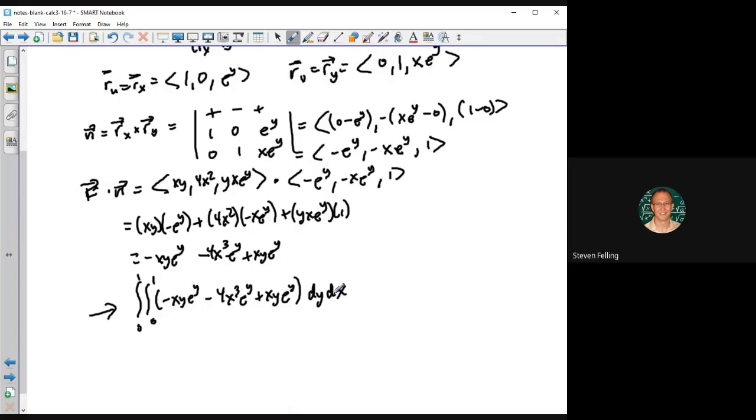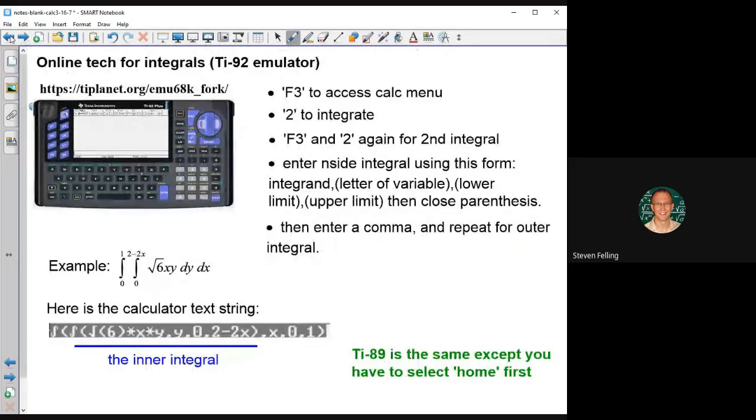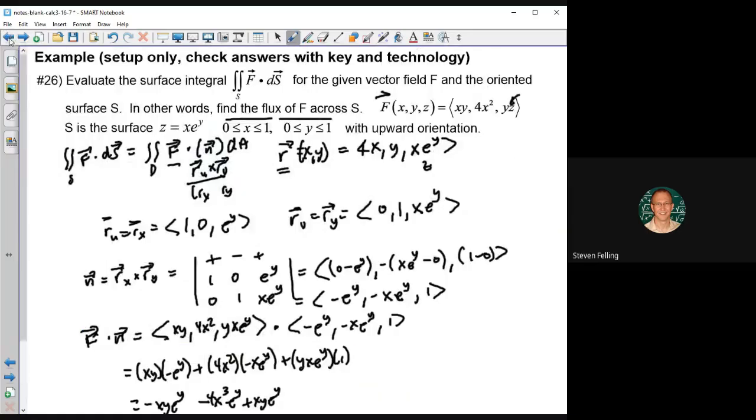In the second video, I'll show you how you can use technology to plug that in all at once in a calculator and see if that matches the answer in a book. All right, so that is it for integrals there, and we'll cover this technology stuff in a second video.